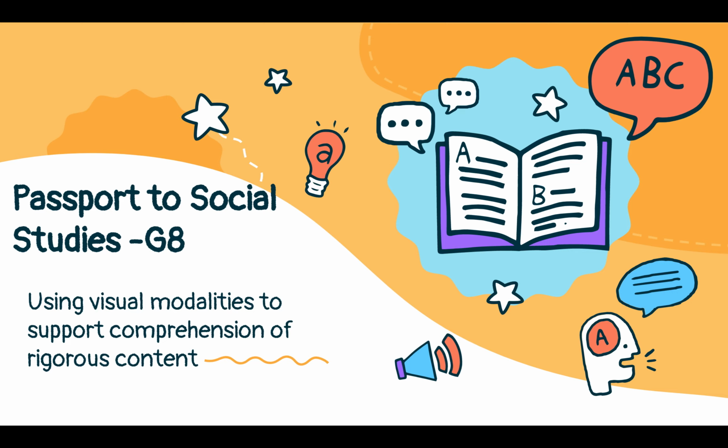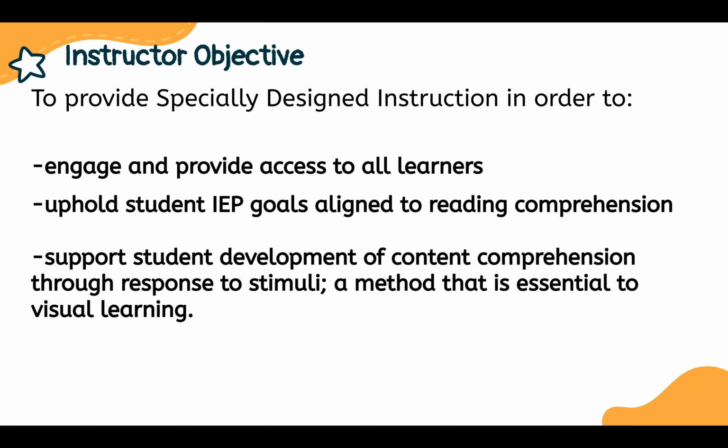Today we're going to be looking at how we can support our students' comprehension of rigorous content through our use of visual modalities. This video is aligned to the 8th grade curriculum in Passport to Social Studies. Here, we'll use specially designed instruction in order to engage and provide access to all learners, uphold student IEP goals aligned to reading comprehension, and support student development of content comprehension through response to stimuli, a method that is essential to visual learning.